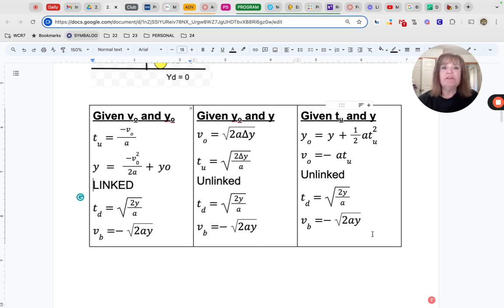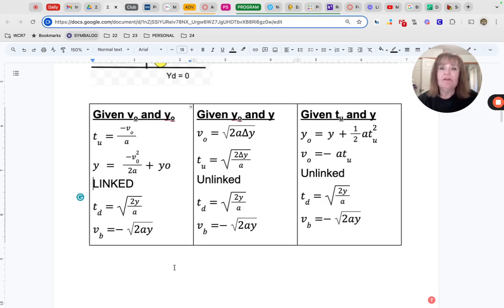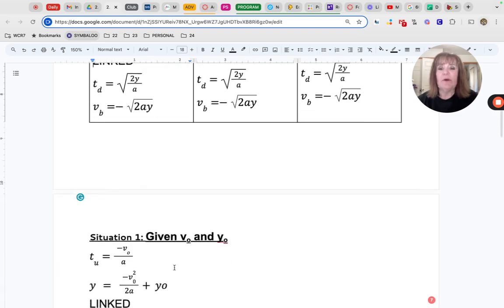And then the third situation is given the time up and the ultimate height. Again, we can find our initial height and initial velocity. And then again, unlinked because we do have the ultimate height, we can take 2.1 in free fall and have objects falling down. So let's go through an example of each one.